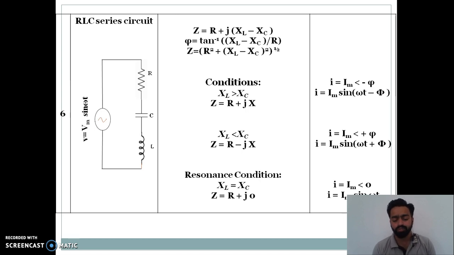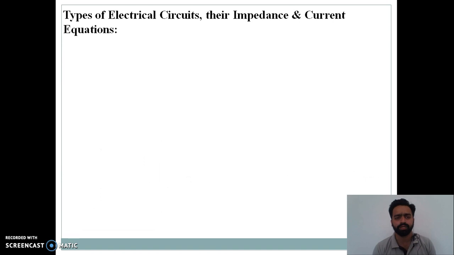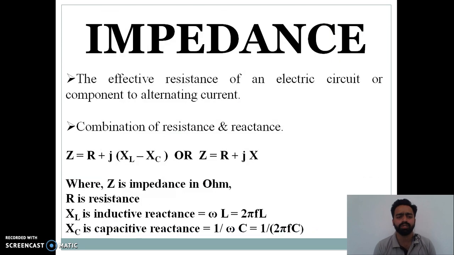So to sum up, we'll again revise the concept of impedance. Impedance is a combination of resistance and reactance. There are 2 types of reactances: inductive reactance and capacitive reactance. Inductive reactance is directly proportional to frequency, whereas capacitive reactance is inversely proportional to frequency. So if you increase the frequency, inductive reactance will increase, but capacitive reactance will reduce. And for every electrical device, its analysis is to be done by taking into consideration its impedance. So understanding of impedance is very important.